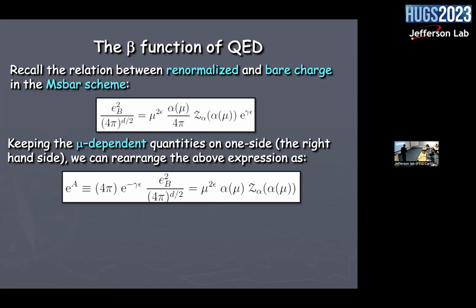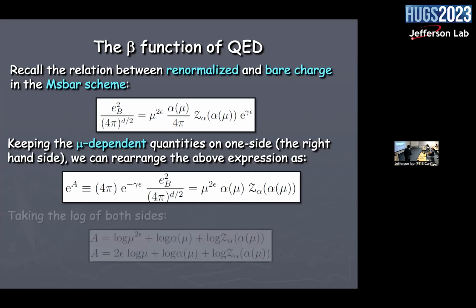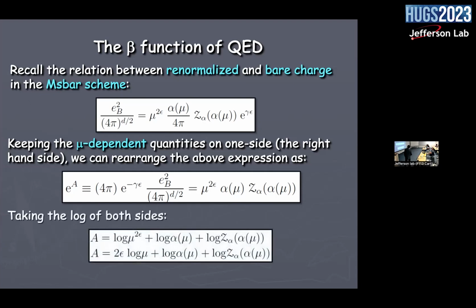with a momentum scale. So what I do is that everything that depends upon mu, I keep on one side. So it is Z alpha, I keep it here, alpha and mu, and everything which doesn't depend on that, I take to the other side, like 4 pi, and e to the power minus gamma epsilon. I call this exponential of A, but I know that this side doesn't depend upon mu. Now I take the log of both sides.